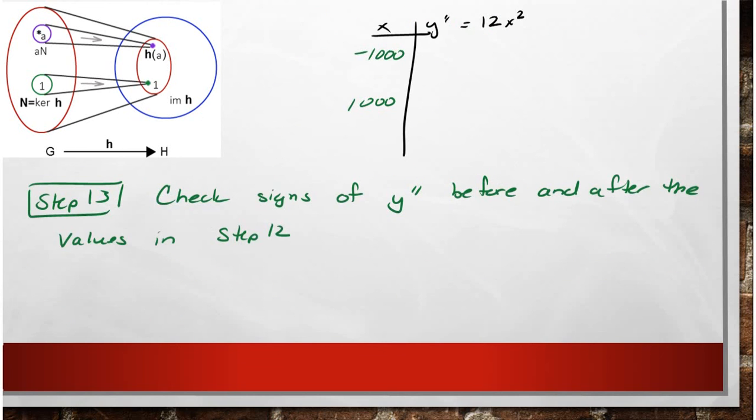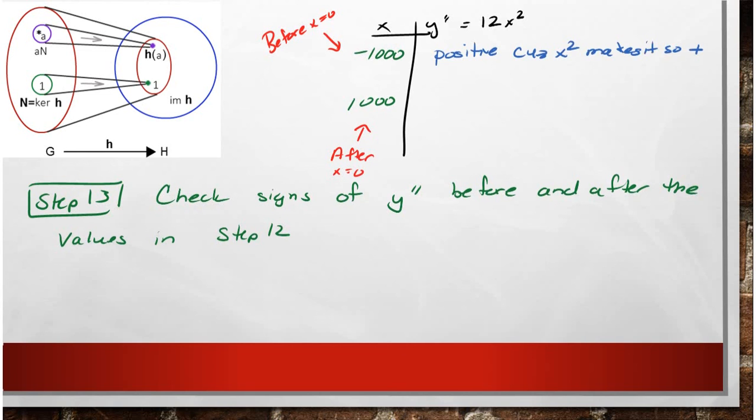So I just chose big, huge numbers to the left of 0 and to the right of 0. Can you tell me what's going to happen before I click to the next slide? They're both positive because when you square something, it's always positive, right? So if you go way out to the left, I get positive. Way out to the right, I get positive. Those numbers are chosen to be before and after 0. Positive because x squared makes it positive, and positive again.